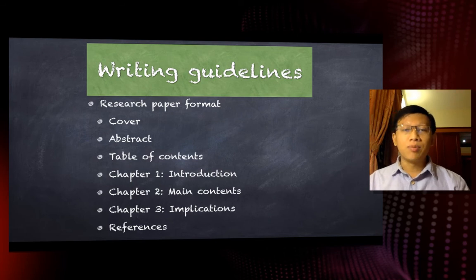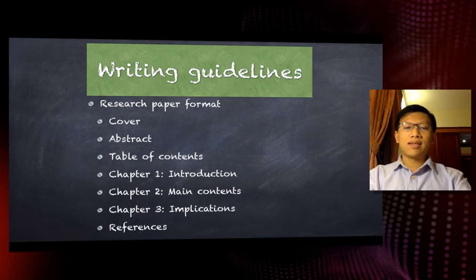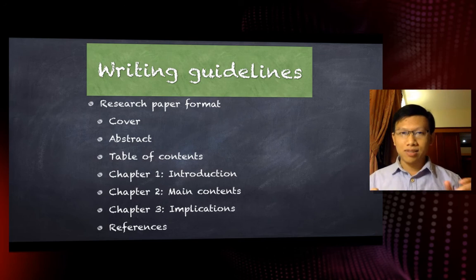After the abstract comes the table of contents. We all know how to do this from Microsoft Office Word. Chapter 1 is the introduction to your research topic. Chapter 2 is your main content, and then chapter 3 is reserved for implication. By implications, I mean how you can possibly apply the knowledge that you discuss in your paper to your own future teaching career, or to somebody else's career, or to your students, or to the field of translation or interpretation, and so on. Finally, references. Citation of the sources that you use during your research process.